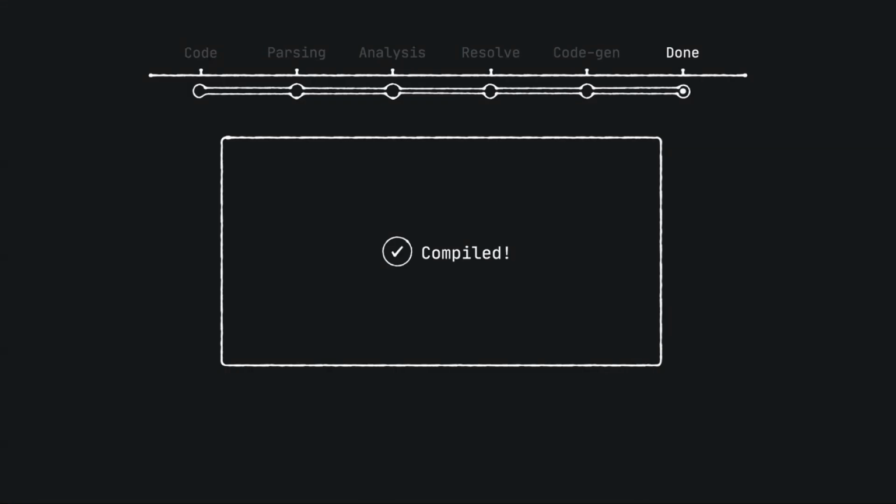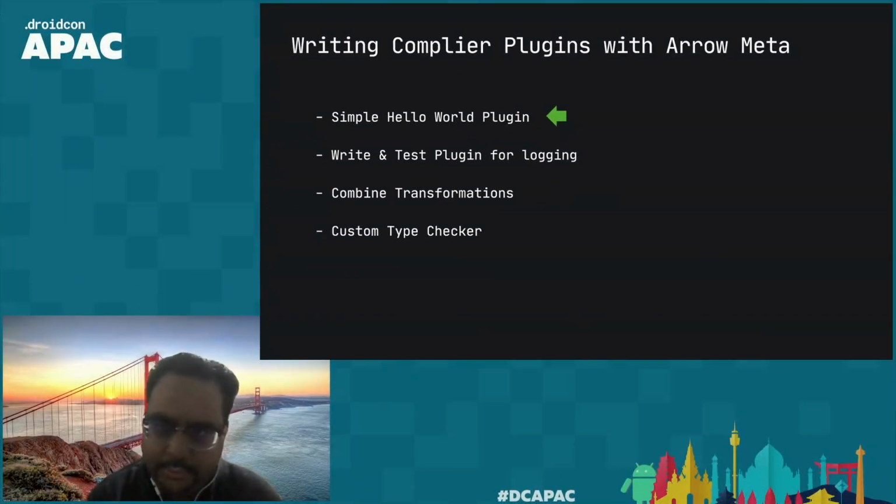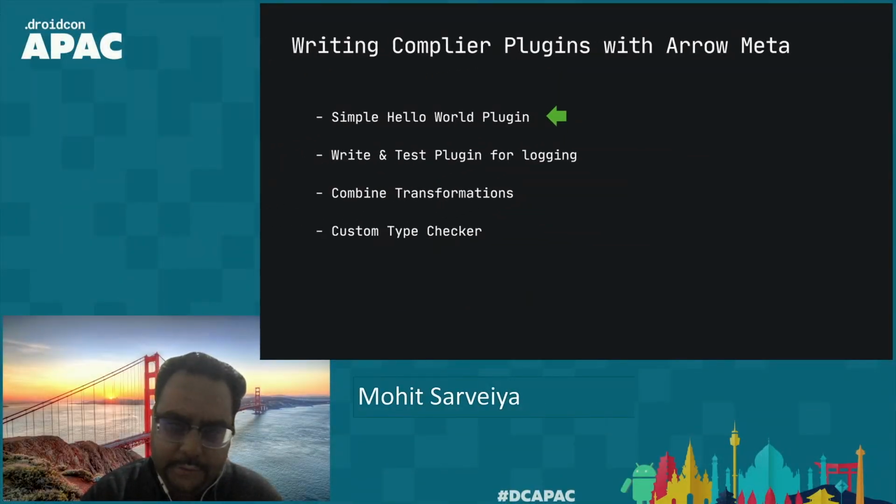So now let's look at some concrete examples. The examples that we'll look at are very simple. These examples are: how do you write a Hello World plugin? How do you write a plugin to determine how long a function took to execute and log that? How do you also combine transformations and specify some custom logic in the type checking phase?